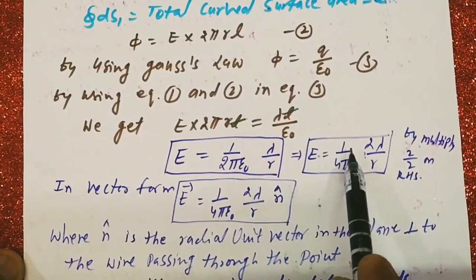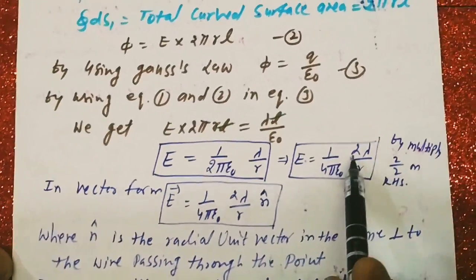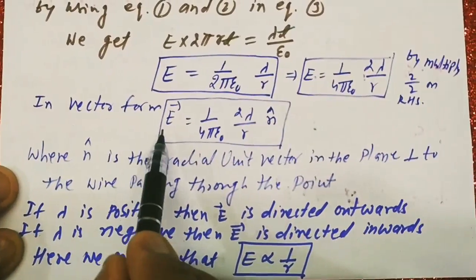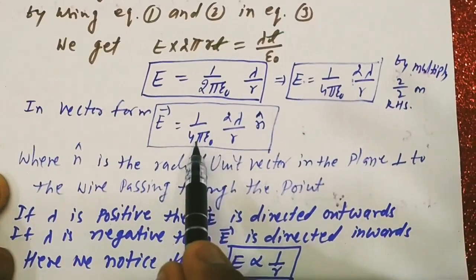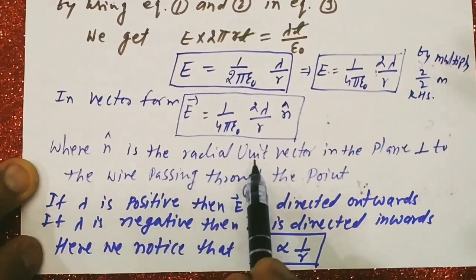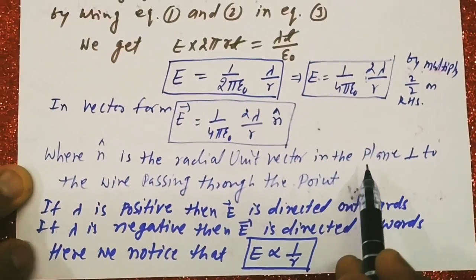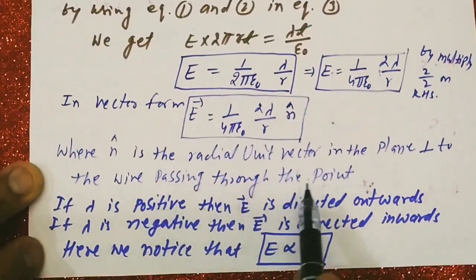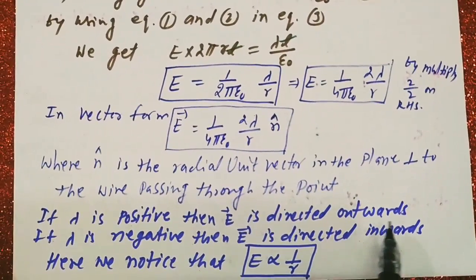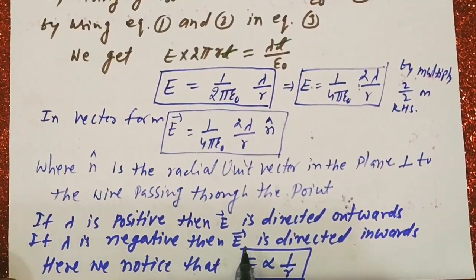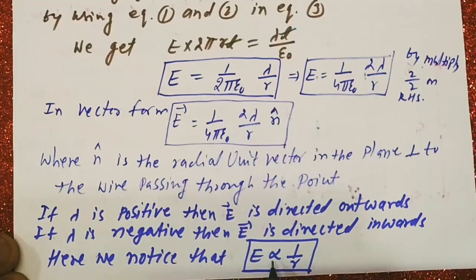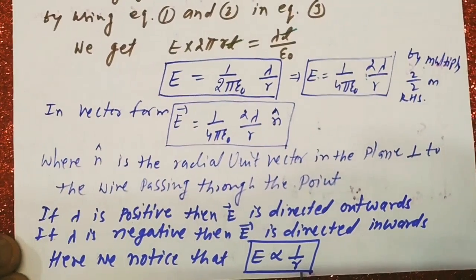Or we can write E equals 1 upon 4 pi epsilon naught times 2 lambda upon r, by multiplying by 2 on the right hand side. So in vector form, E vector equals 1 upon 4 pi epsilon 0 times 2 lambda upon r times n cap, where n cap is the radial unit vector in the plane perpendicular to the wire passing through the point. If lambda is positive, then E is directed outwards. If lambda is negative, then E is directed inward. Here we notice that E is inversely proportional to r.